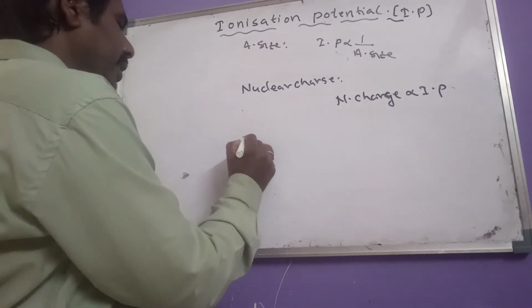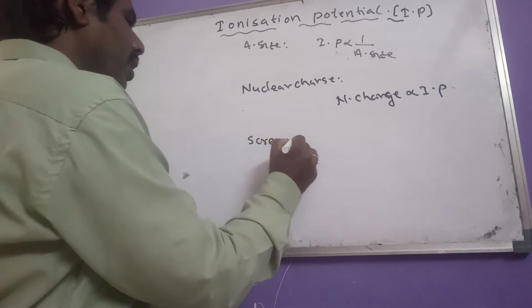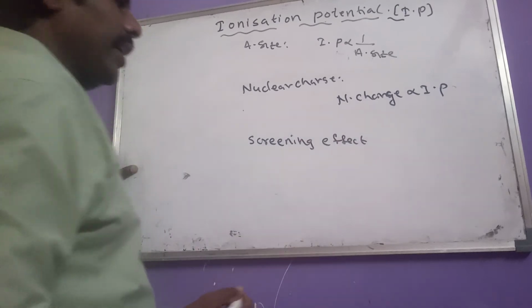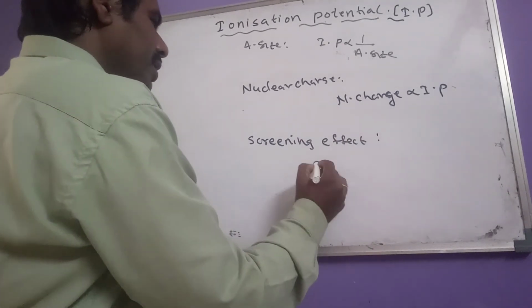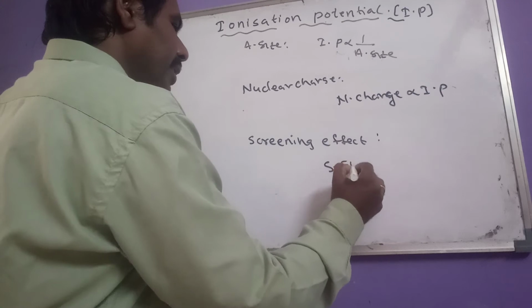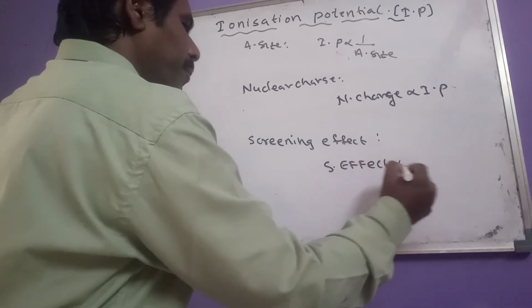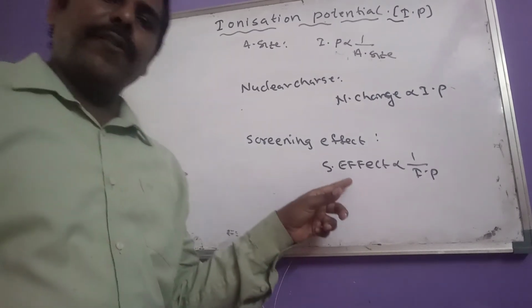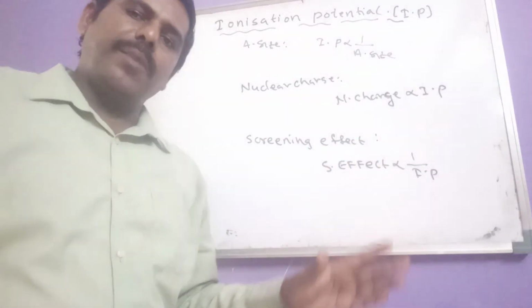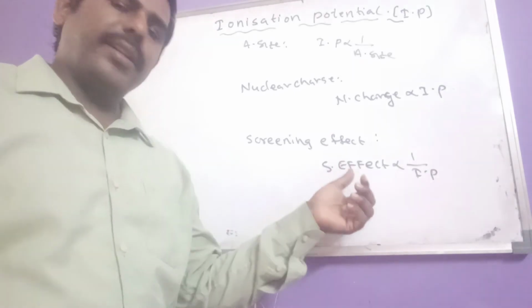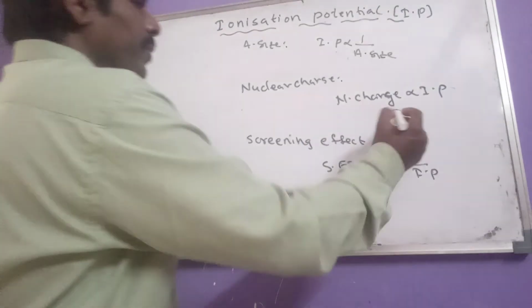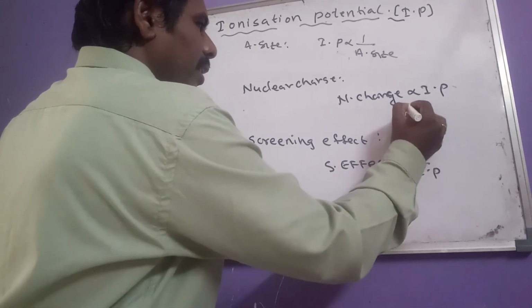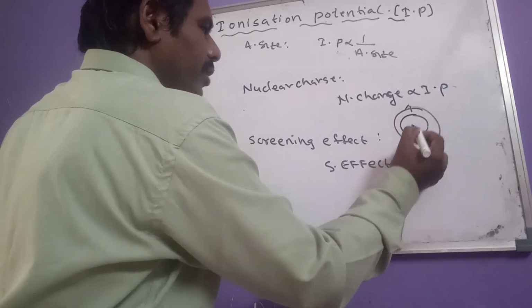And the third factor here is screening or shielding effect. So what is screening effect or shielding effect? Let us see here. First of all, screening effect is inversely proportional to ionization potential. As screening effect increases, ionization potential decreases. So let us see what the screening effect is. For example, let it be any one atom. Here this is the outermost electron, this is the nucleus.